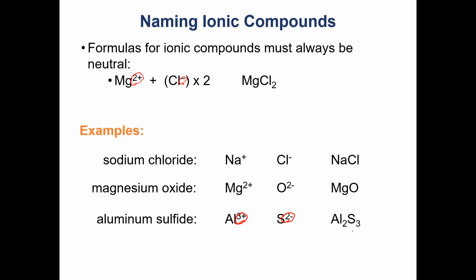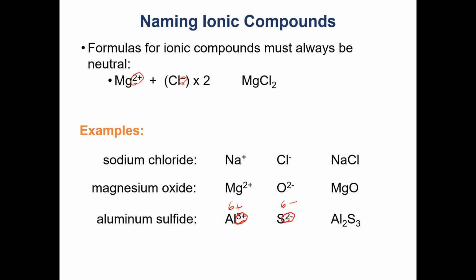One way you can do it, and the way that I typically do it, is I look for the smallest number that both of these charges would divide into. So the smallest number I can think of that 3 and 2 divide into is 6. So I'm going to try to get 6 positive and 6 negative.